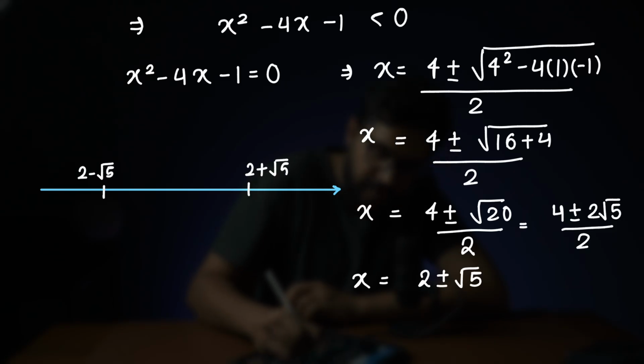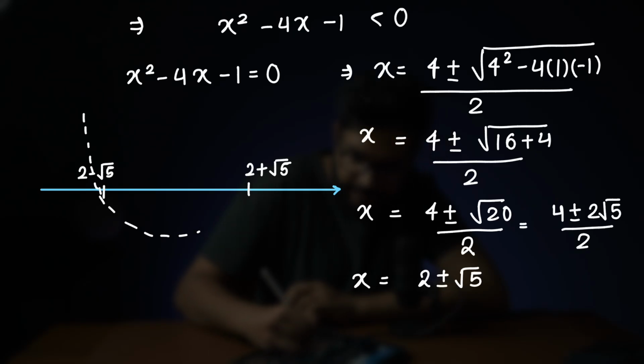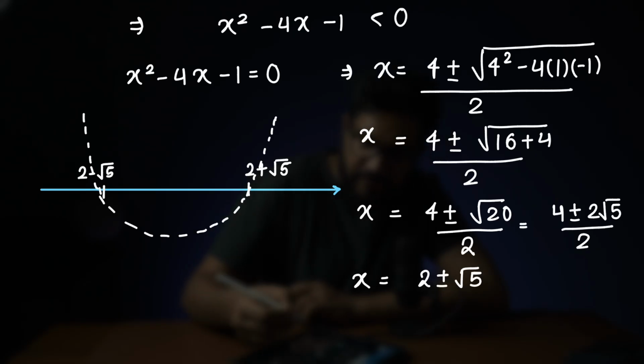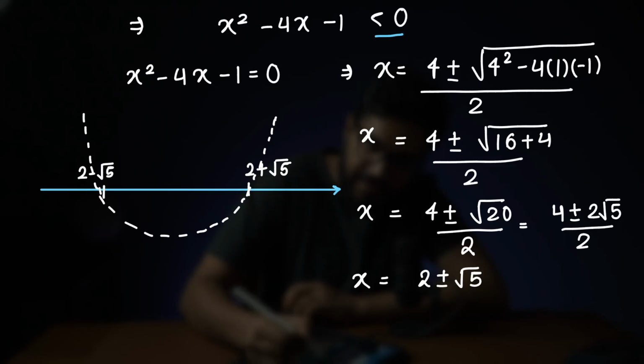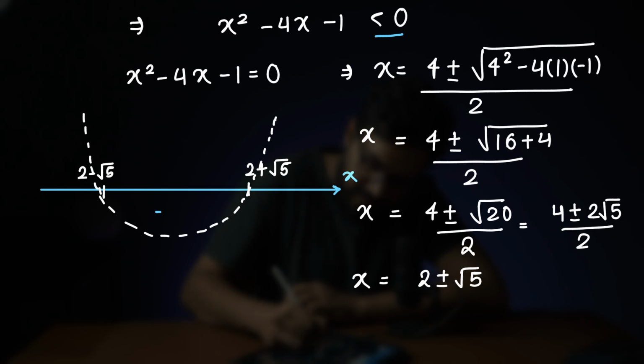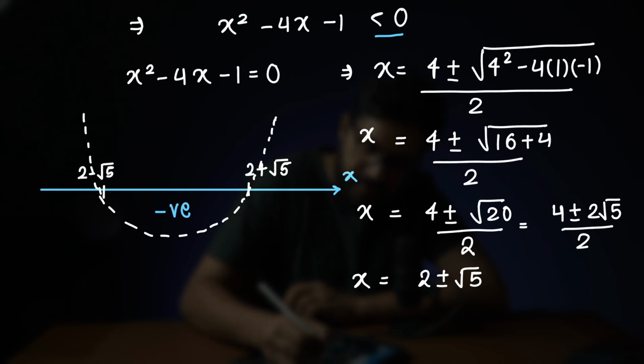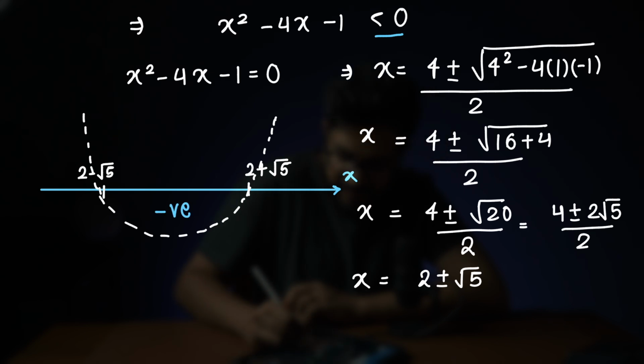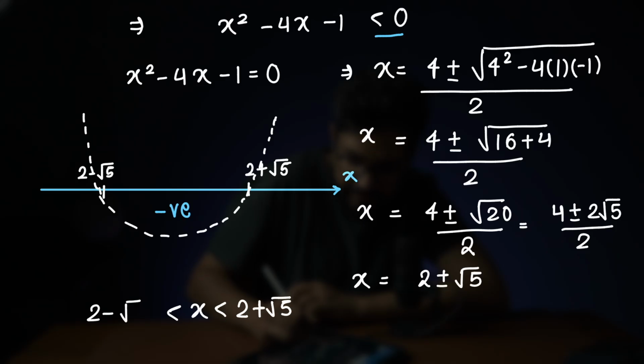And the coefficient of x² is 1, so this is going to be an upward parabola. And from the inequality, I want to find the part of the parabola where it is negative. It's below the x-axis. So between the roots, between the solutions, my parabola is negative. So it means the value of x is between 2 − √5 and 2 + √5.